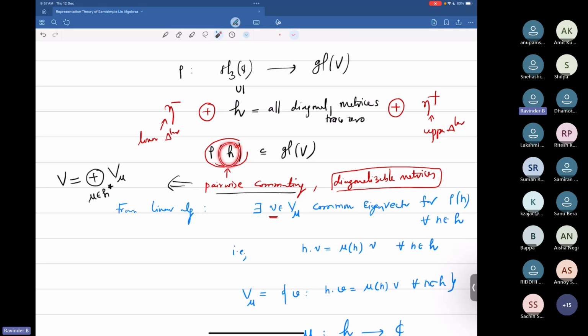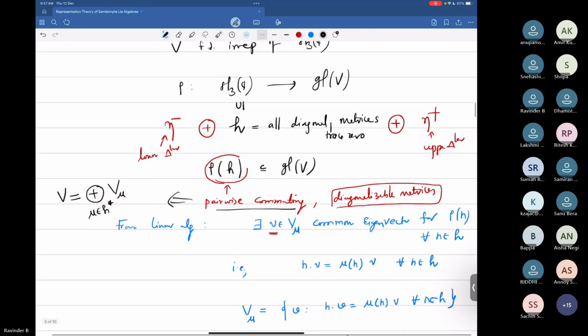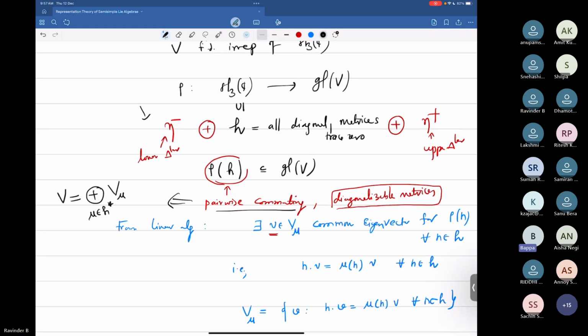This is not true for nilpotent matrices. I'm using the fact of diagonalizability. You get a basis for V consisting of eigenvectors, and because they pairwise commute, all the eigenvectors will be simultaneous eigenvectors for everything. So the eigenvalue is now an element of H star. This decomposition I use to get the triangular decomposition.